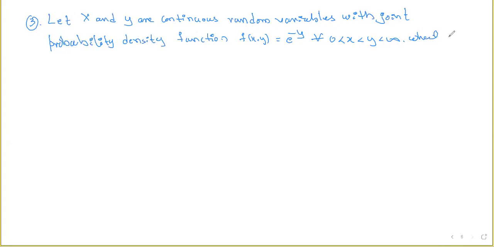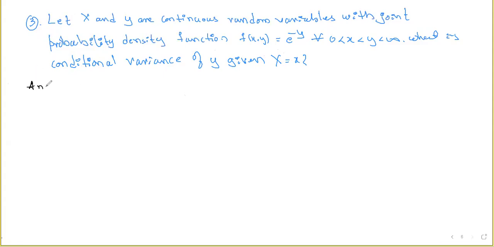Next, what is the conditional variance of y given x equal to x? Right? So here what they require is the conditional variance. Now we'll go for the solution of this.